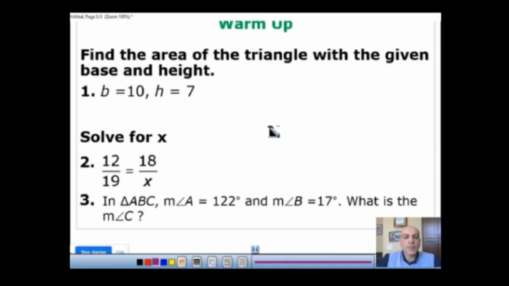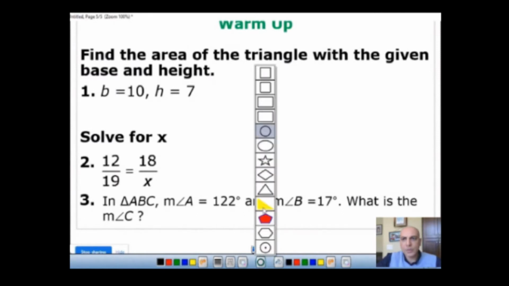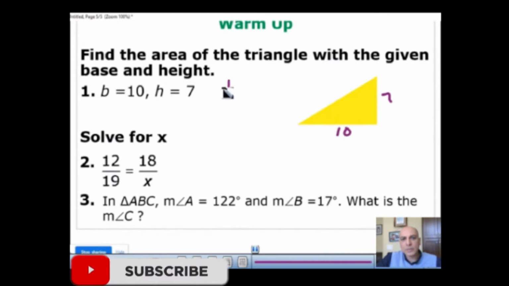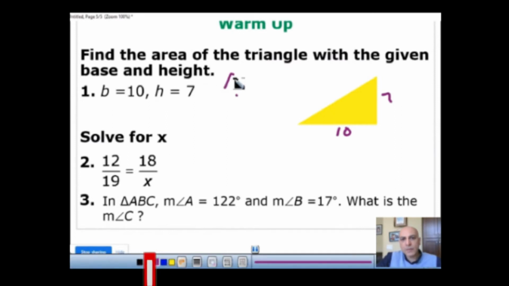Find the area of a triangle given the base and the height. In this case, you are given a base and a height. It's pretty easy. Maybe draw it like this. H is 7, and the base is 10. So area equals 1/2 base times height, and the height is 7, so it's 1/2 times 10 times 7.